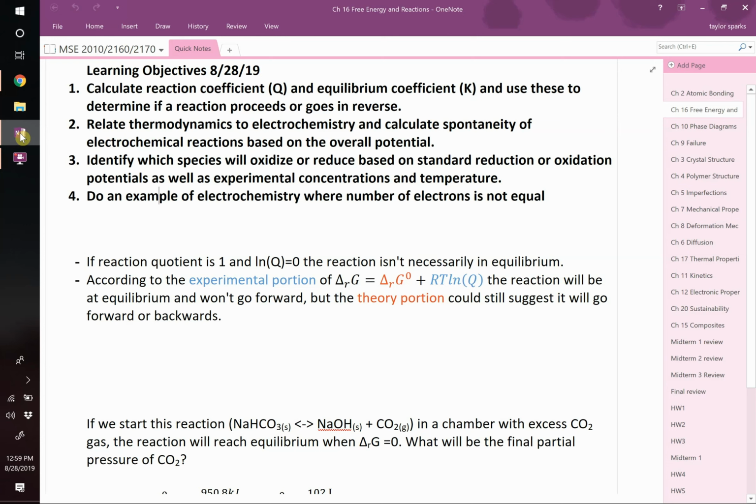Okay? While we're at it, we're going to talk about species that are oxidized or reduced using something called standard tables for reduction, right? Standard reduction potential tables, or oxidation potential tables. And then lastly, if we have time, but probably next class, we'll do some examples of electrochemistry where different numbers of electrons are involved, and I'll explain what that means later.